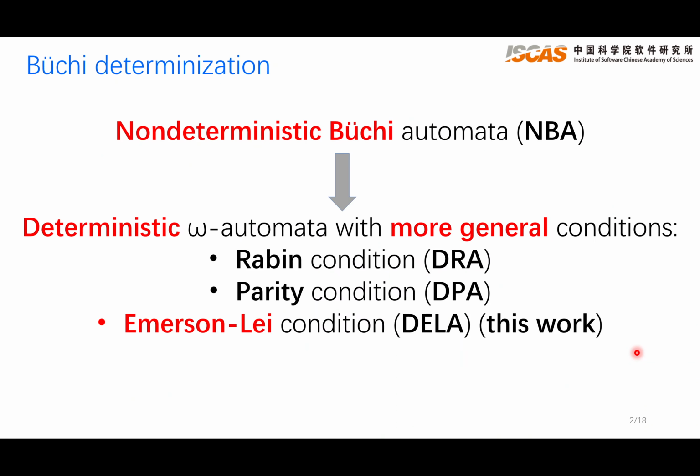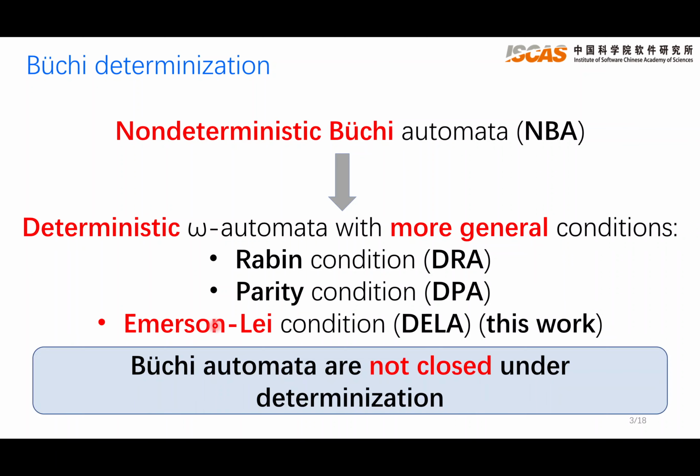Büchi determinization is a well-known problem in automata theory. It's the problem of how to transform non-deterministic Büchi automata into deterministic omega automata with more general acceptance conditions than Büchi, such as Rabin condition, parity condition, and the Emerson-Lei condition we consider in this work. The reason why we need more general acceptance conditions is that Büchi automata are not closed under determinization.